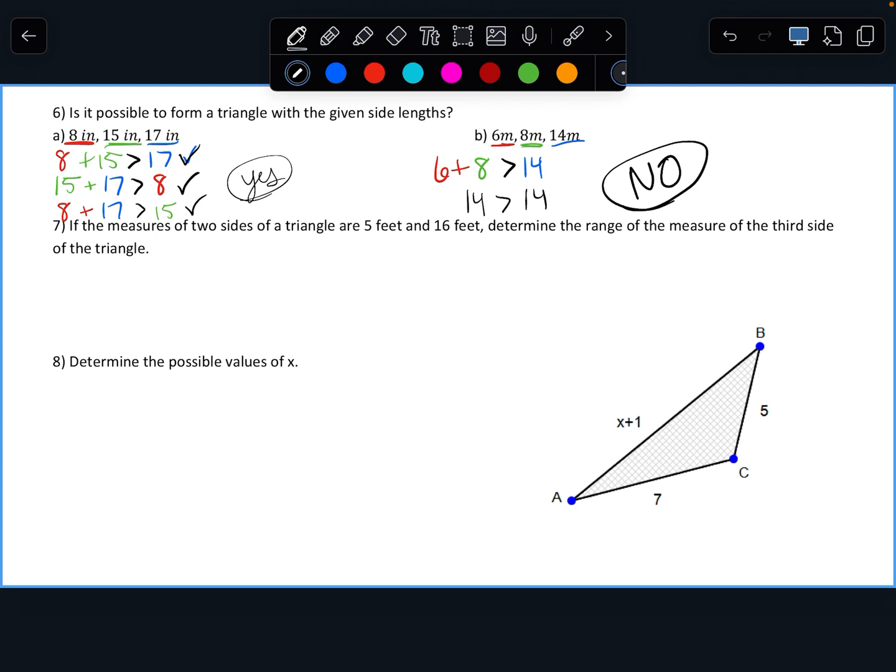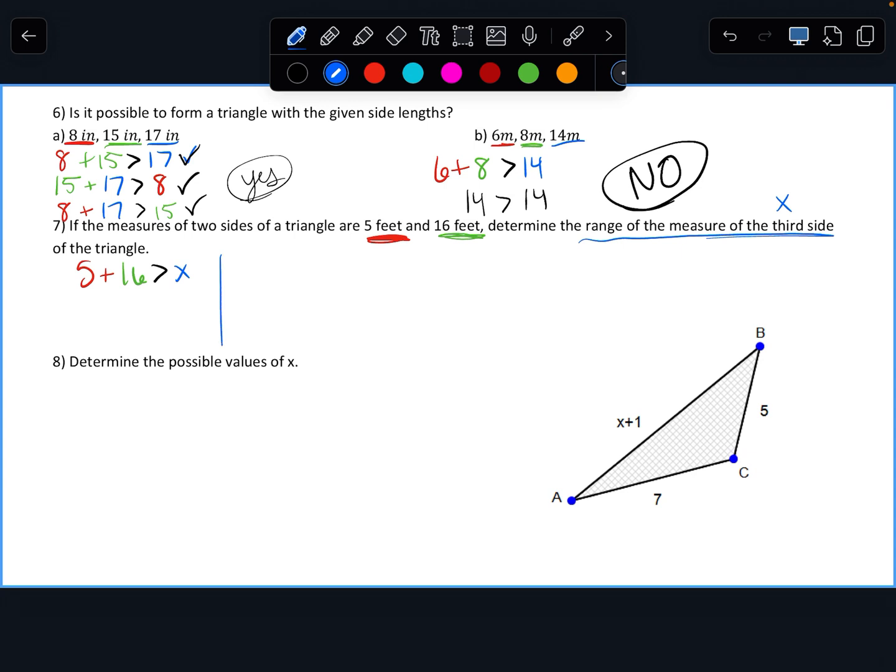So this is saying that you've got a side that's 5 and a side that's 16. And they said, what's the range for the third side? So you're going to call the third side X or whatever. And this is the legit way. So you have to do 5 plus 16 is greater than X. So that's one of them. And what you're going to do is solve these cute little inequalities.